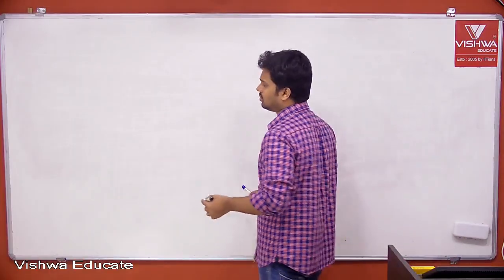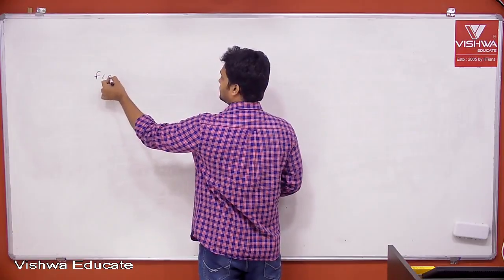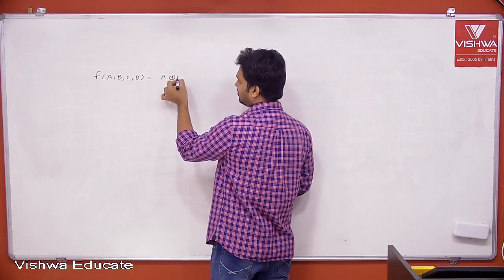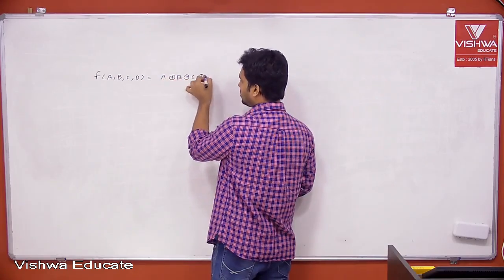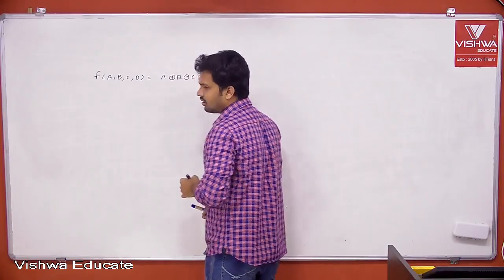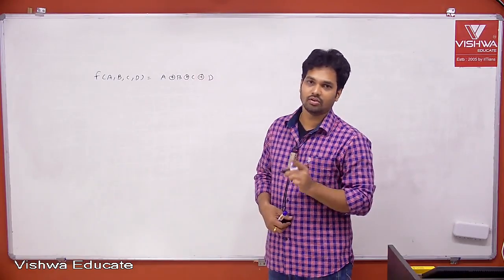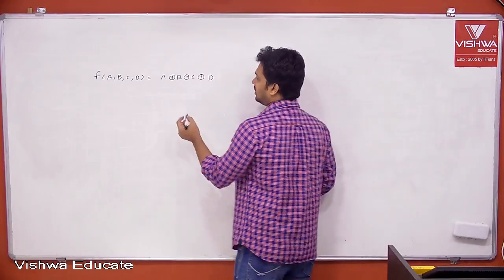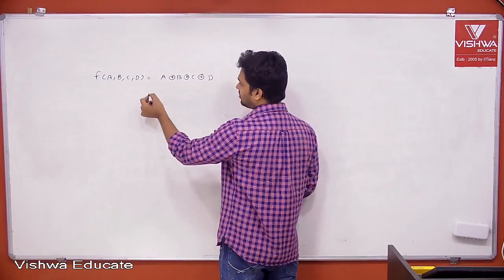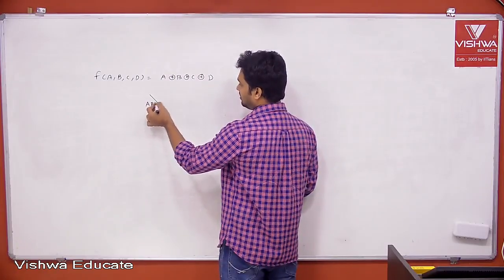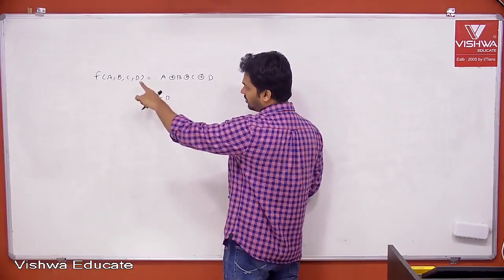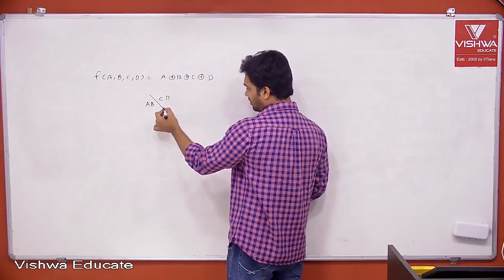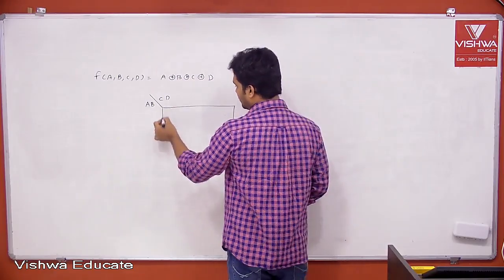Represent f of a, b, c, d equal to a XOR b XOR c XOR d in K-map. Let us represent this function in the K-map and check.